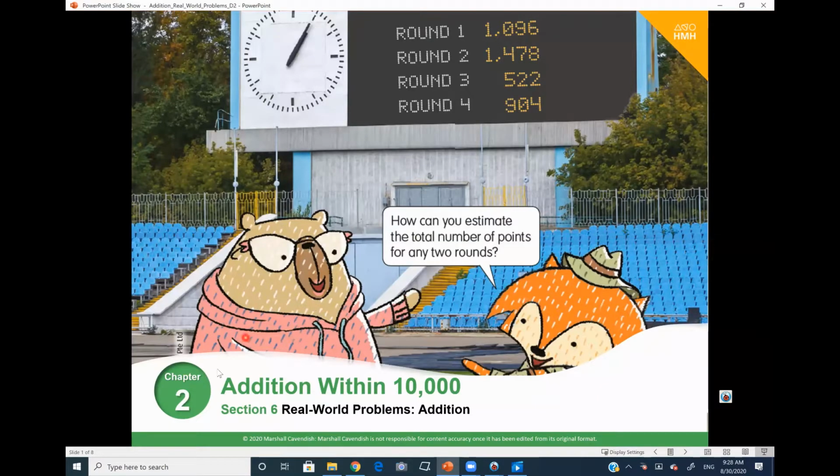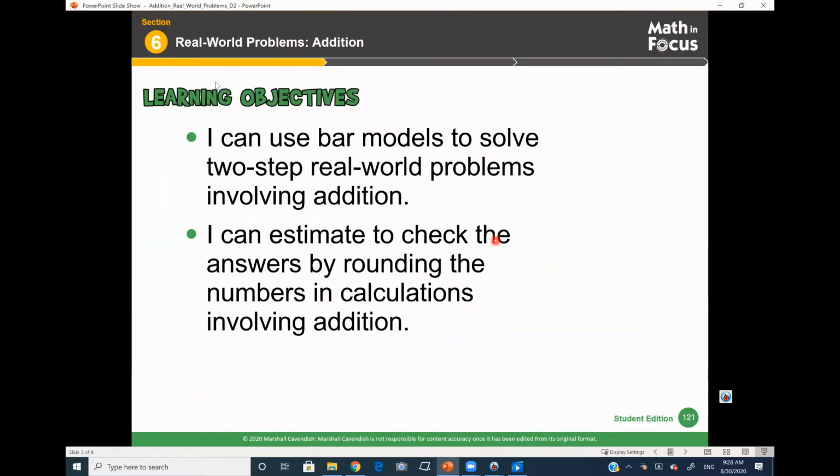Today we're going to be learning addition within 10,000 and we're going to be solving real-world problems. Our learning objectives for today are: I can use bar models to solve two-step real-world problems involving addition, and I can estimate to check the answers by rounding the numbers in calculations involving addition. So let's solve the first problem.